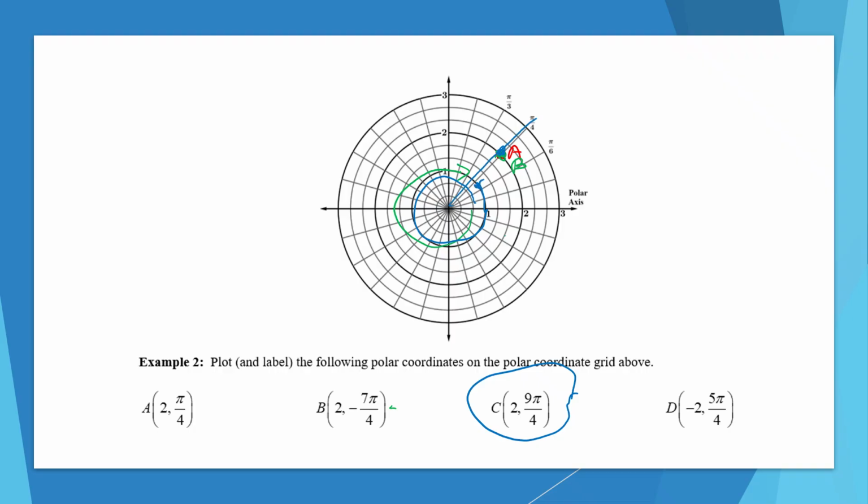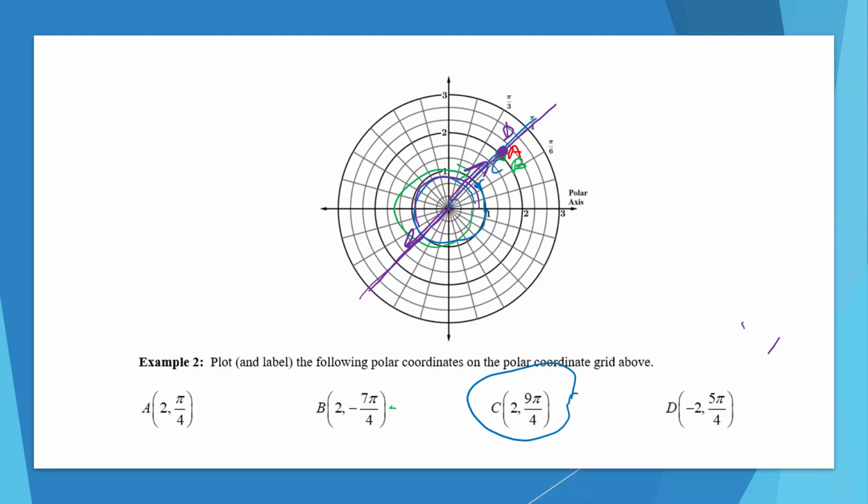That's right here. And so coincidentally enough, it's on the same point. And then D, we have negative 2, 5 pi over 4. And so what you want to do is go 5 pi over 4, which is right here, and then go negative 2, meaning you're going in the opposite direction. Instead of going this way, you're going that way, and this is going to be the same point as well.